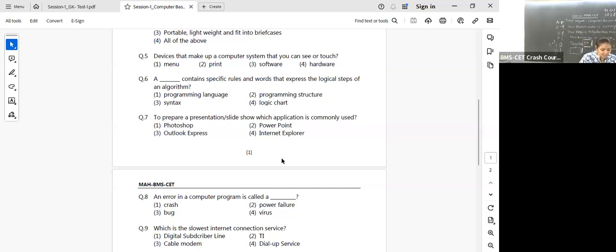Okay. Next, dash contains specific rules and words that express the logical steps. Syntax? Programming language? Yes, online, you're correct. Anybody here? Programming language. What? Sorry, logic chart. Anybody else? I said C program, right? I told you, remember that, programming language.